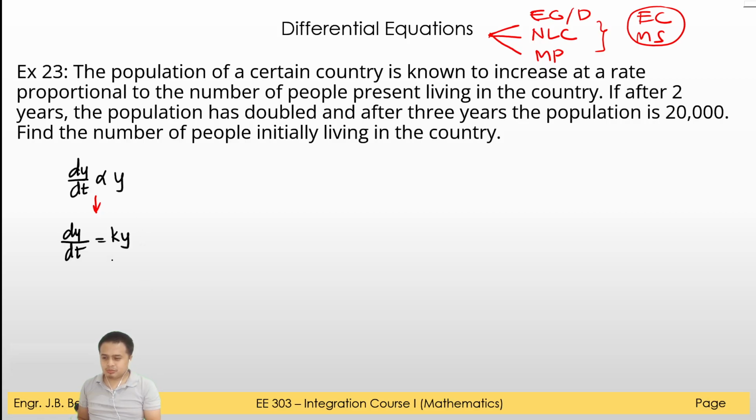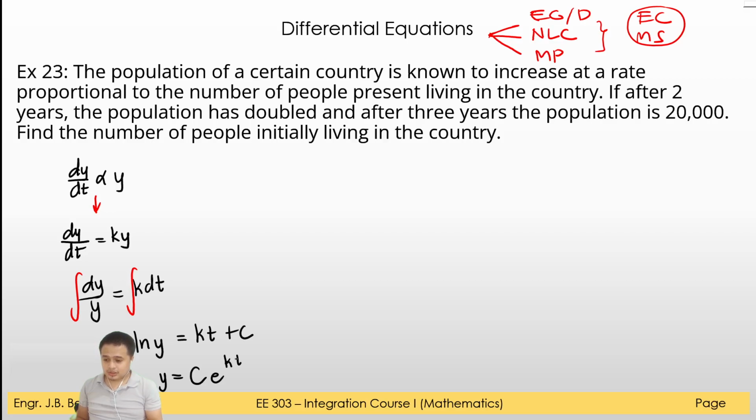So if this is variable separable, the solution is dy over y is equal to k dt. We integrate both sides. So we have ln y is equal to kt plus c. If we simplify this, it becomes y is equal to c e raised to kt. So this will be your solution to the differential equation. That is the assumption here, assuming that y is the number of people. So your function here is y of t is equal to c e raised to kt.